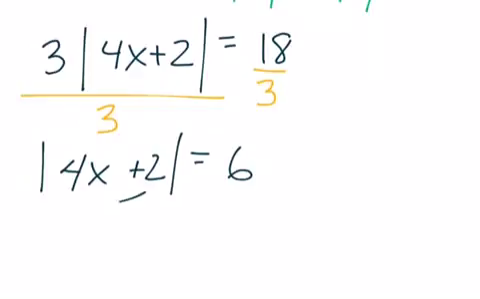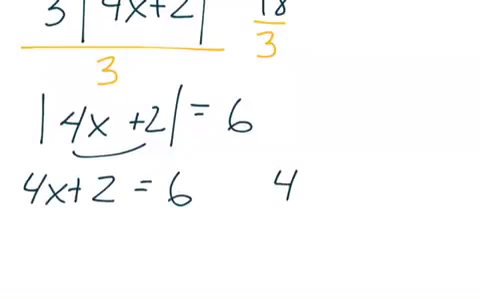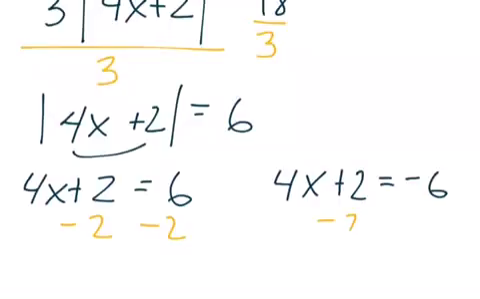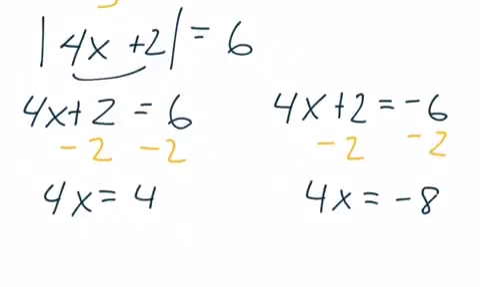And now, whatever's inside of here, if that equals 6, absolute value of 6 is 6, or if it's negative 6, absolute value of negative 6 is also positive 6. So I'm going to go ahead and split it up into 2 equations. Again, they both require the same set of steps. So both of them means subtract 2 from both sides first. So that gives me 4x is equal to 4, and 4x is equal to negative 8.